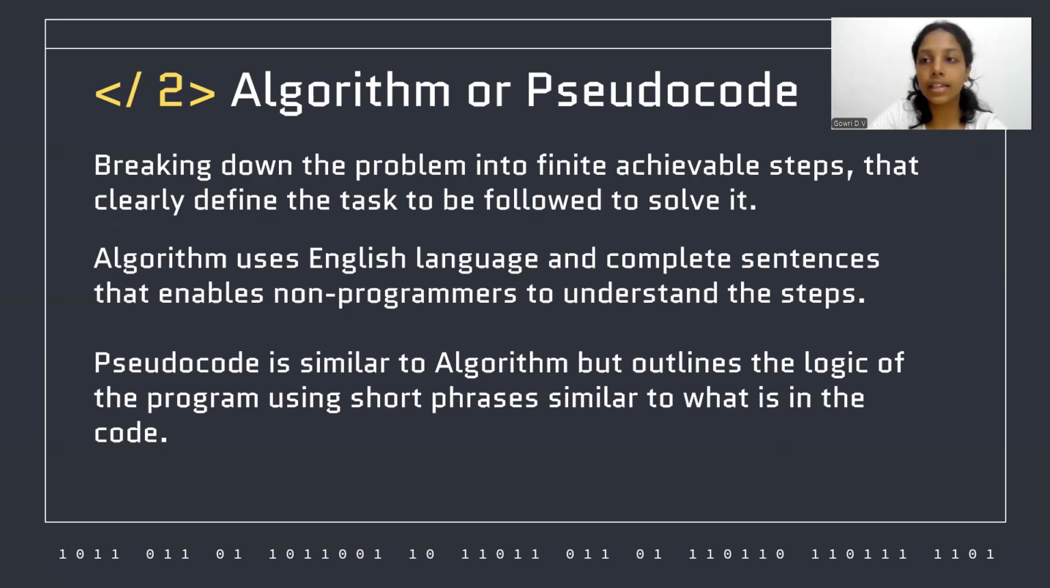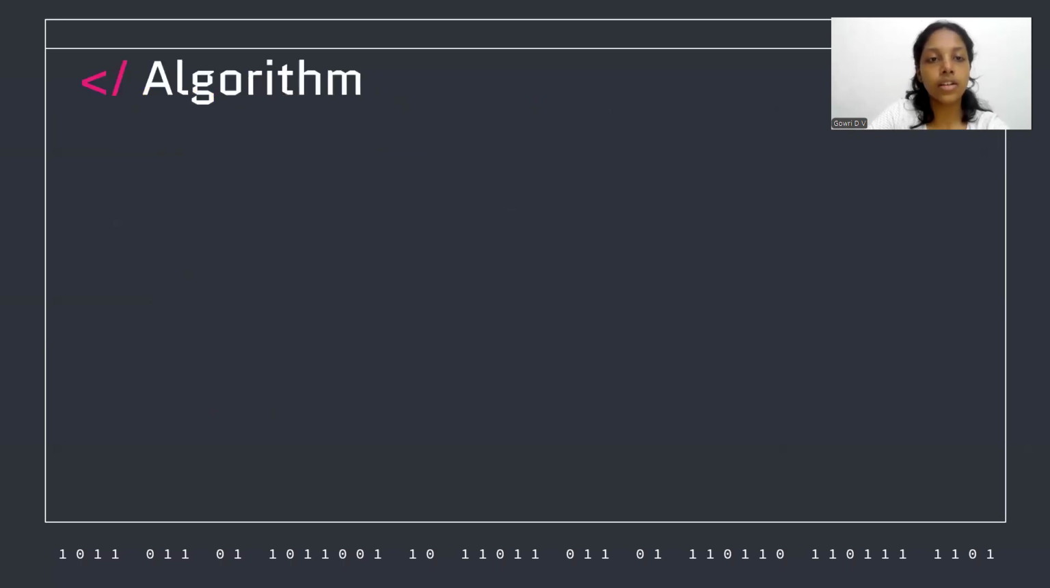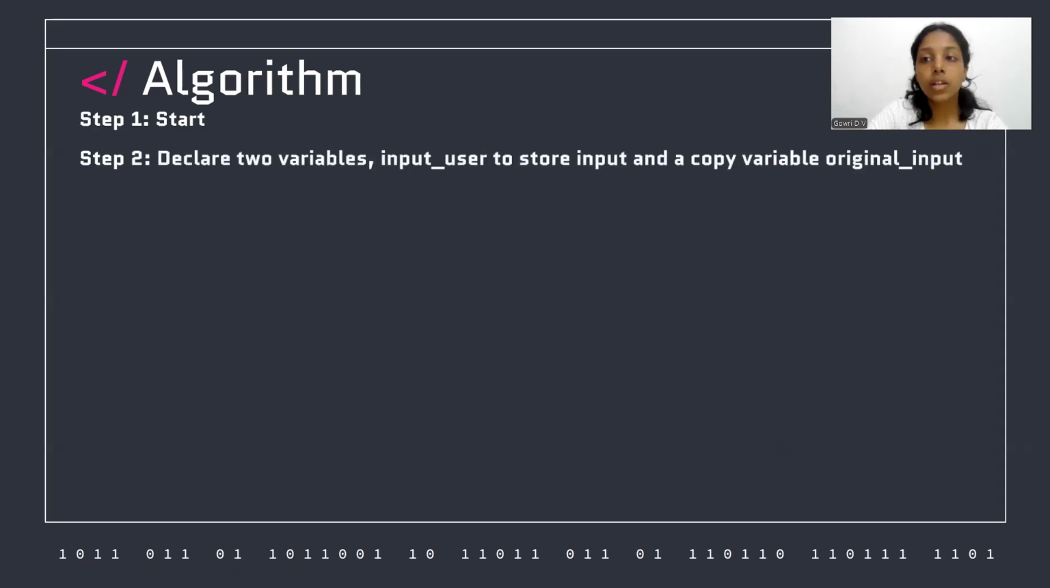Today I will be writing an algorithm. The first step of the algorithm is start. It indicates where we're starting to solve the problem from. Step 2. Based on our problem statement, we realize that we need to take an input from the user. To do so, we need to allocate some memory space to hold the input. So, our step 2 is declare 2 variables, input_user, to store input and a copy variable original_input. We will understand the copy variable in the following steps.